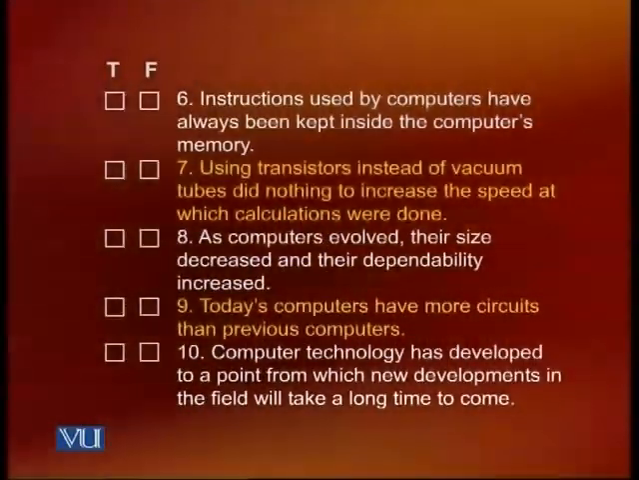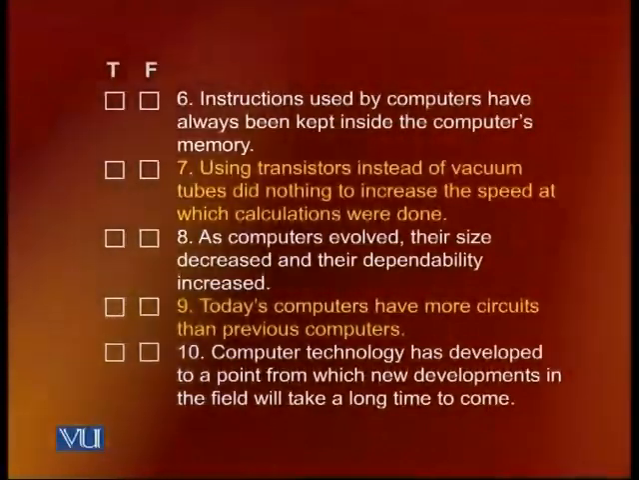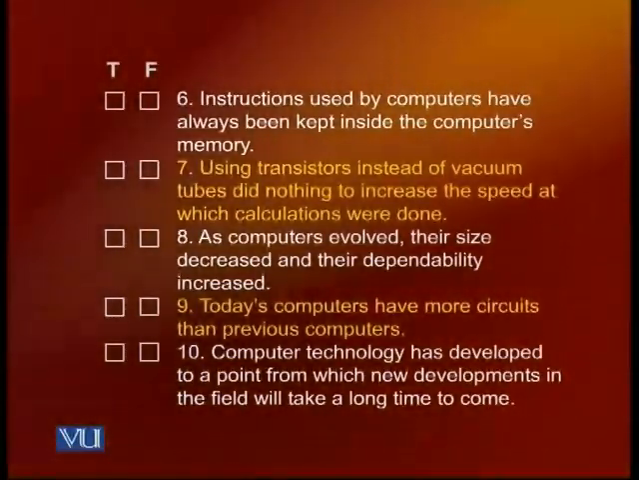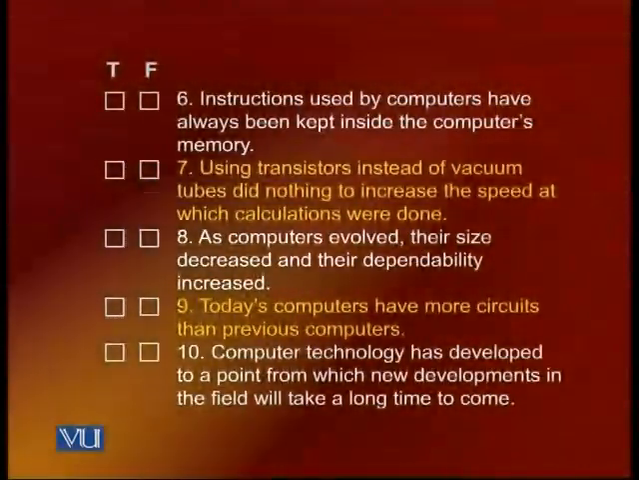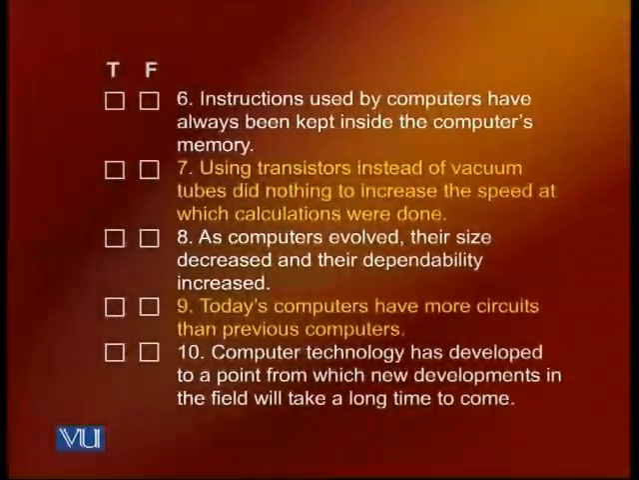Statement number 7. Using transistors instead of vacuum tubes did nothing to increase the speed at which calculations were done. This is a false statement. Why? Because it was the use of transistors which increased the speed at which calculations were being done. Statement 8. As computers evolved, their size decreased and their dependability increased.